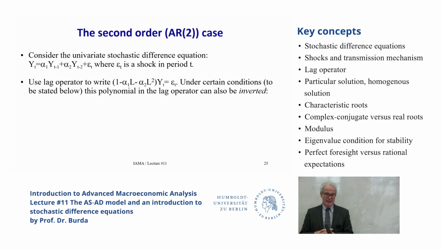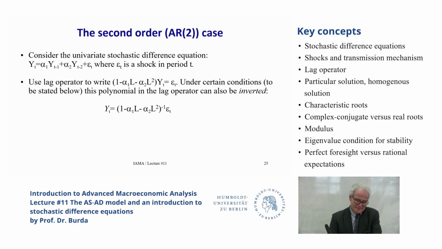Okay? Under certain conditions, we can invert that too. And there are 2 ways to do it. The dumb way, the way I did it before, recursively, that's a mess. You don't want to do that. Nobody wants to do that. You could also use the long division method, but the logic is the same. We've got a complicated moving average of the past values of epsilon. That's what I want you to remember.